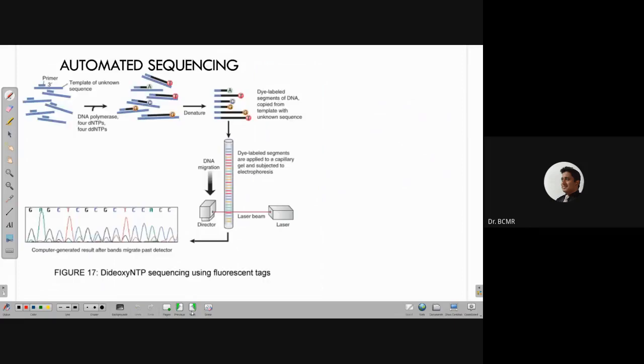As I was talking about the advantage of Sanger's method, the advantage is it can be automated. It is much easier to automate Sanger's method compared to the Maxam-Gilbert method. In this case, they would have used fluorescent dyes, each colored differently. T could be in red, adenine in green, and so on. And you do only one reaction.